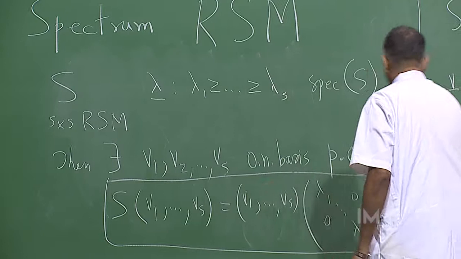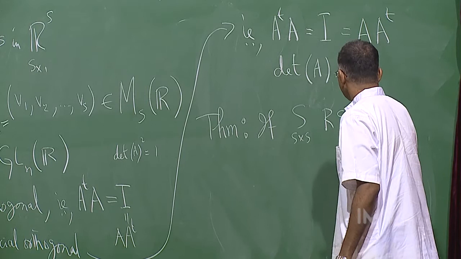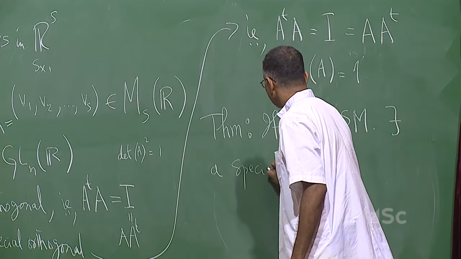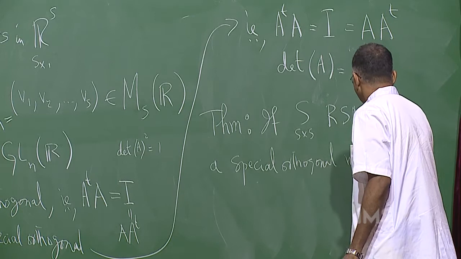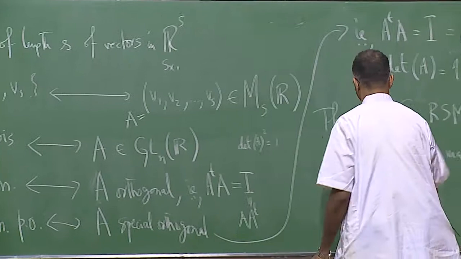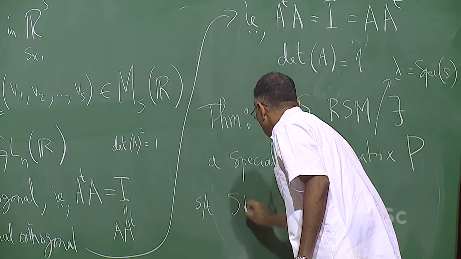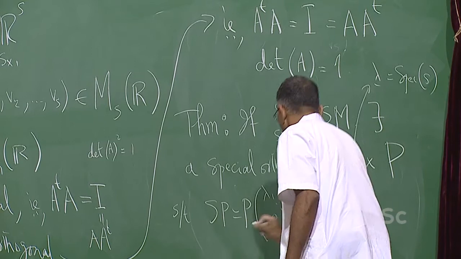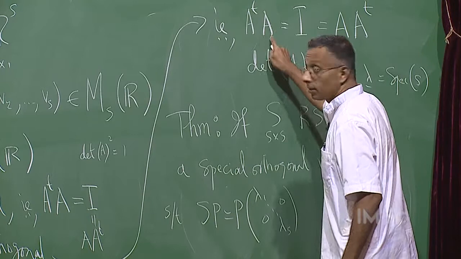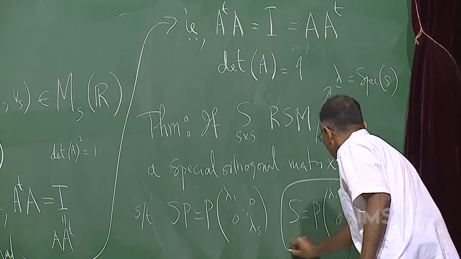So here is the theorem we have proved. If S is an S by S RSM, there exists a special orthogonal matrix, of course I can call it A, but for emphasis let me call it P, such that, let me call lambda the spectrum of S, SP is equal to P times diag(lambda 1, ..., lambda S). Or better still, if I multiply by the transpose of P, I know that P transpose P is identity, so I'll get S is equal to P diag(lambda 1, ..., lambda S) P transpose. You can write a transpose or inverse, doesn't matter.